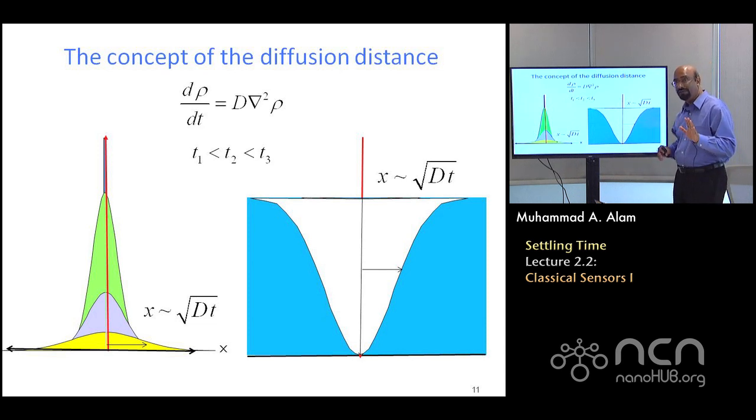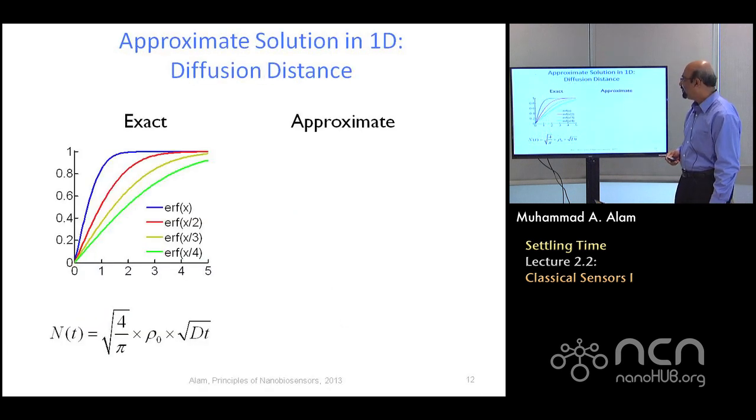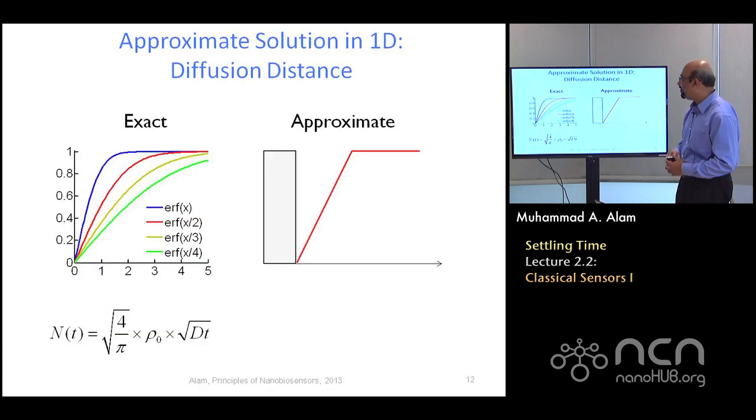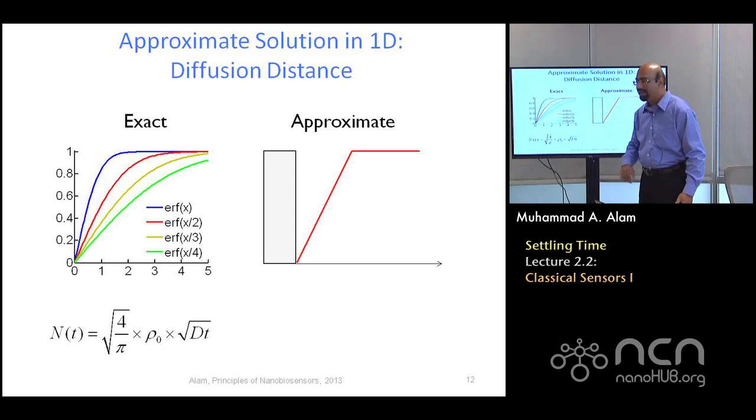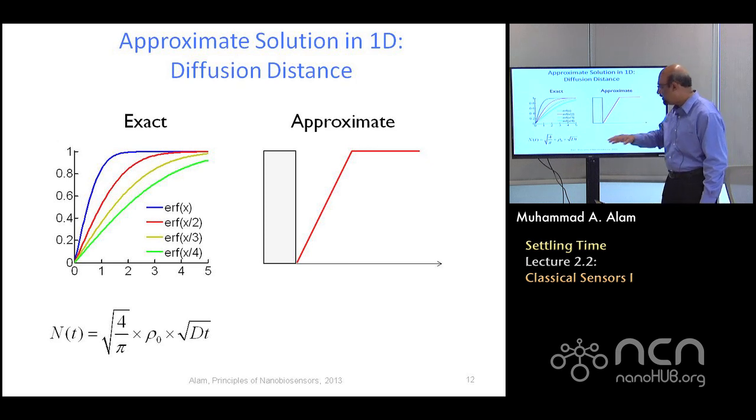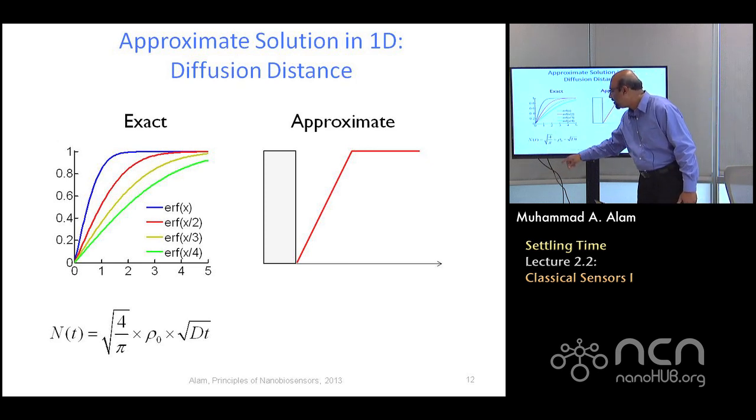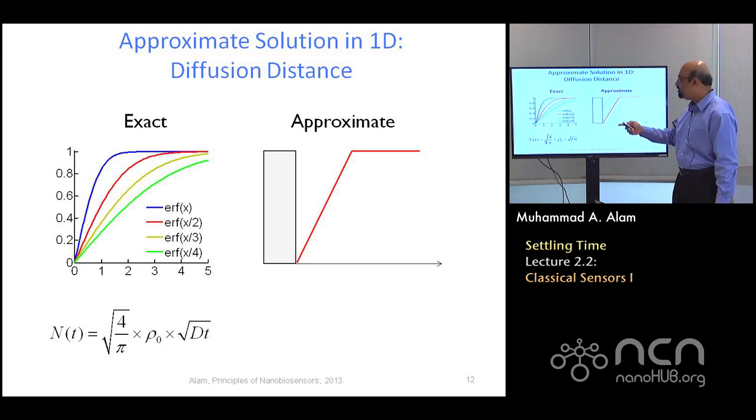With this basic information in place, you see, you don't have to do complicated math anymore. Just a simple geometrical argument will do. So let's think about how it can be done. Remember the exact profile with the error functions and all these complicated results, and the result is here. The number of particles is given by analyte density and square root of Dt. You see, you could have gotten the same result much more simply.